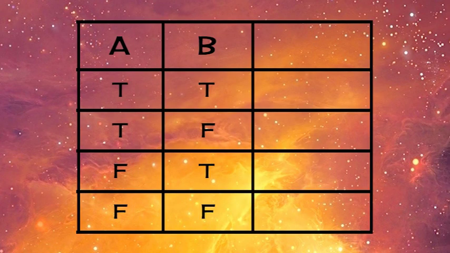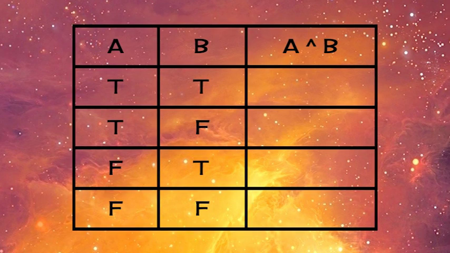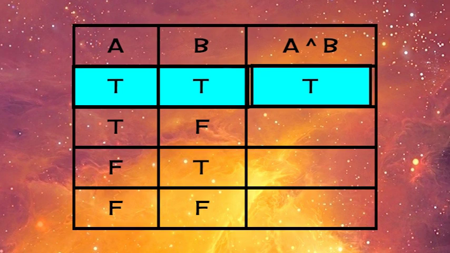Okay, now our final column here is going to be the conjunction column, A and B. So we're going to look over at the A column and the B column, and we're looking for when both of these are true. In our first row, they are both true. So in column A and B, we will write true.